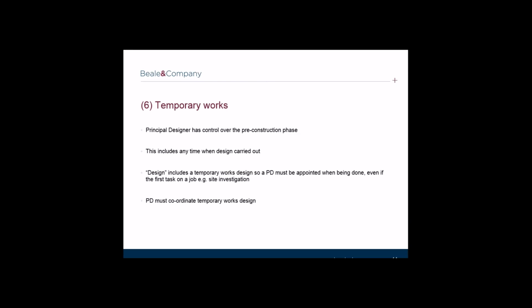And CDM 2015 also expressly provides that the pre-construction phase may continue during the construction phase where there is design being carried out. A principal designer must therefore be in place when temporary works design is carried out, whether during the pre-construction phase or during the construction phase. As the principal designer is responsible for coordinating health and safety with all designers, it must coordinate health and safety with temporary works designers. If taking on the role of principal designer, you should consider liaising with the principal contractor regarding temporary works design and establish a clear process for coordinating that design. If this is not possible, you should consider handing over your principal designer role to the principal contractor after construction starts.